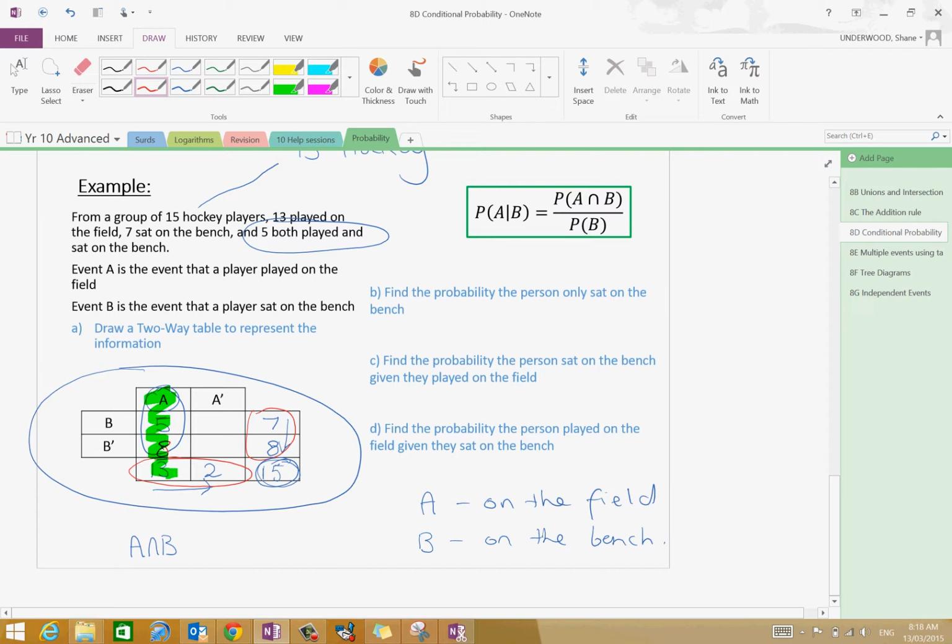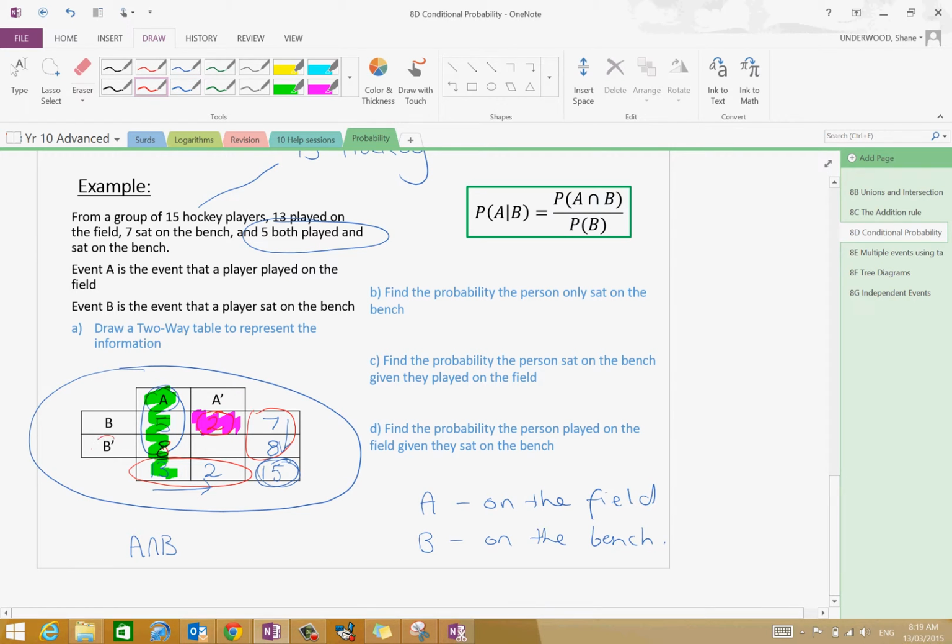And then we look at this. If 5 people played and sat on the bench, but 7 people sat on the bench, then that means that 2 people sat on the bench, but they also didn't play. Okay, so these 2 people really lucked out, didn't they? These two people, they didn't get a game, basically.